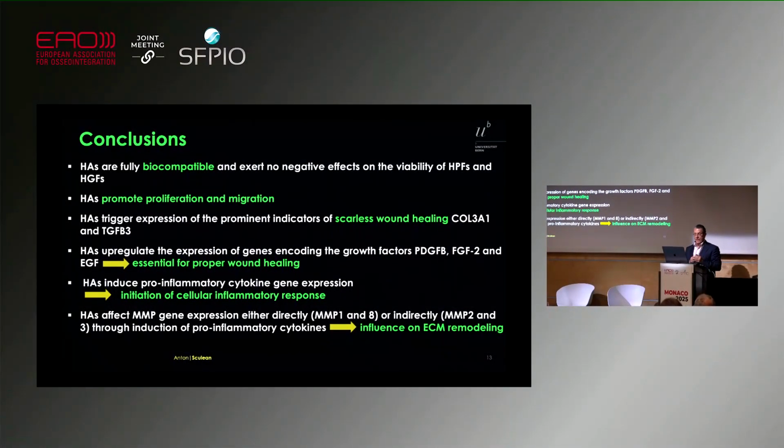So concluding, we know that the cross-linked hyaluronic acid is fully biocompatible, doesn't have any negative effect on the viability of soft tissue cells. It promotes migration and proliferation of the cells and expresses indicators of scarless wound healing. It's very, very important. And also upregulates the expressions of genes that encode growth factors that are related to soft tissue wound healing and has also an anti-inflammatory effect.